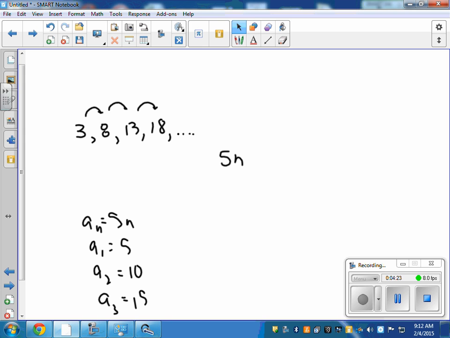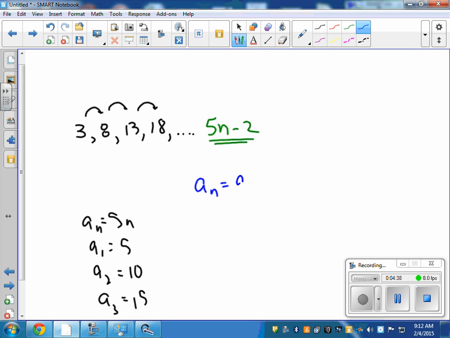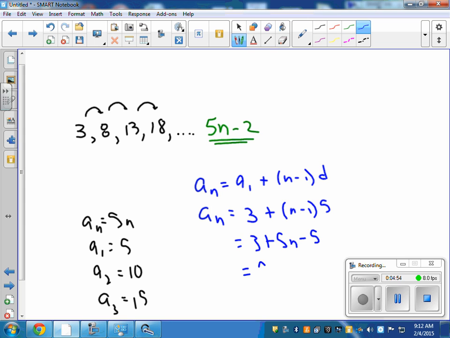So with a little bit of thought, you could say, okay, they go up by 5's, but I have to take away 2 each time. So this is my nth term generator. Now, if you want to do that shortcut, that's perfectly okay. If you really like the formula, that's okay too. a sub n is a sub 1 plus n minus 1 times d. For this particular sequence, the first term is 3. The difference is 5. So we get 3 plus 5n minus 5, or 5n minus 2. Okay, so there's our nth term generator.